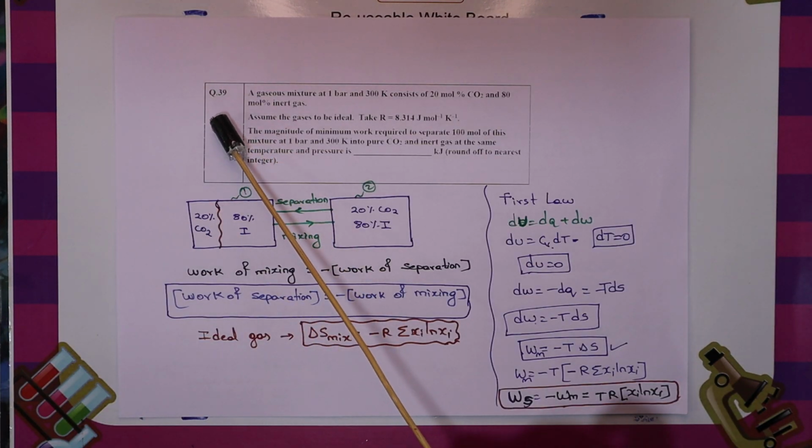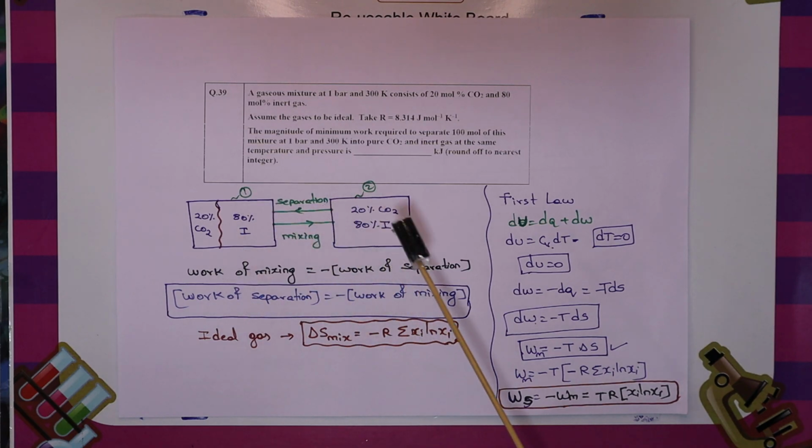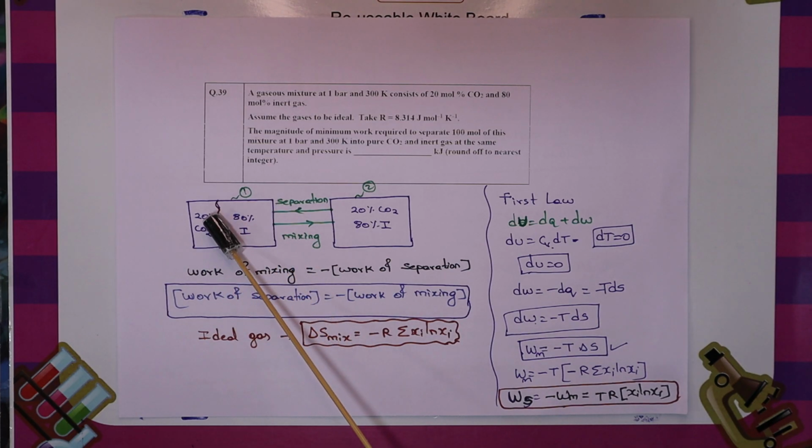Let us discuss question number 39. In the question, it is given there is a container consisting of 80% inerts and 20% CO2. Somehow you have to separate CO2 and inerts. Keep a membrane or anything. Finally, it should be separated: on one side, 80% inerts, and on the other side, 20% CO2. Somehow you have to separate these two.